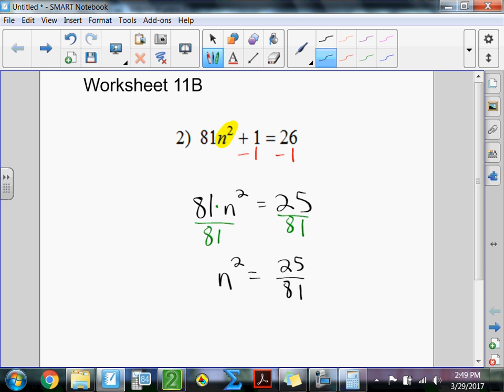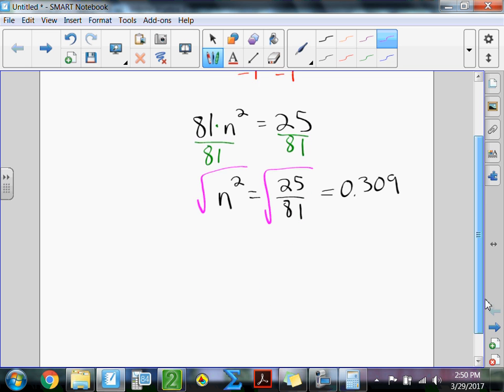If I want to, I can figure out what 25 divided by 81 is using my calculator. It's about 0.309. But I can also leave it as that fraction, 25 over 81. My next step is going to be to take the square root of n squared, and take the square root of that fraction, or that decimal.